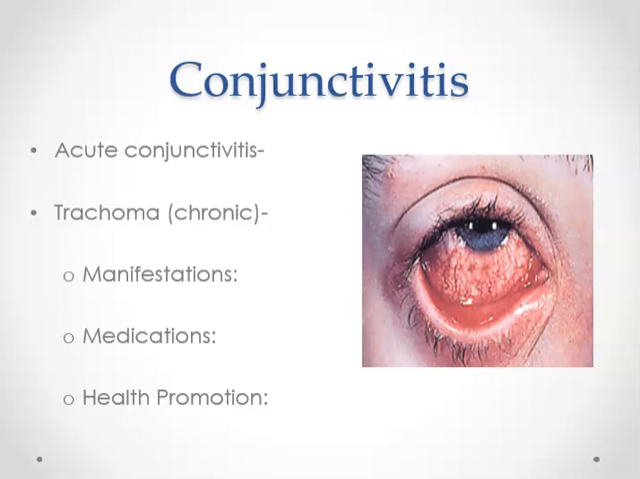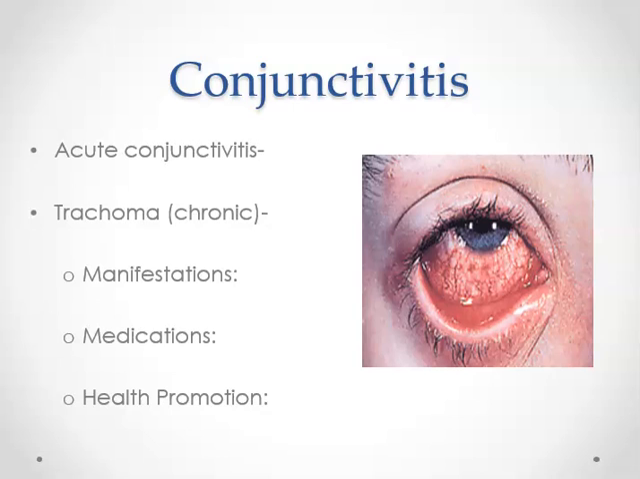Trachoma, that's a chronic conjunctivitis caused by chlamydia, and that can cause blindness. It's contagious and transmitted by close personal contact. Manifestations of this are going to be redness, itching, scratching, burning. They might feel like they have grit in their eye. They may have photophobia and lots of drainage.